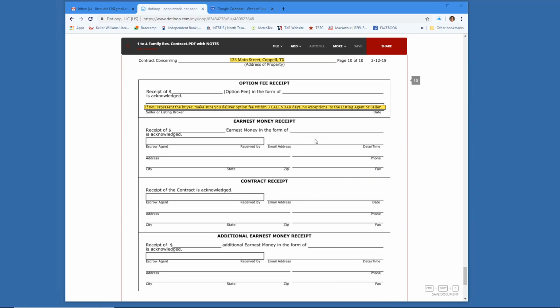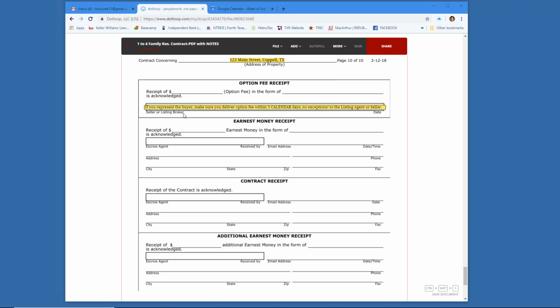Here's the receipt page. If you represent the buyer, make sure you deliver the option fee within 3 calendar days, no exceptions, to the listing agent or the seller. These are the only two people, the listing broker or listing agent or the seller, that can sign for that.